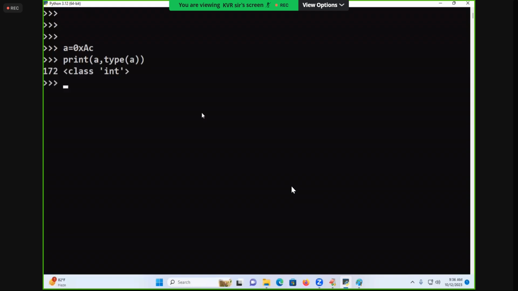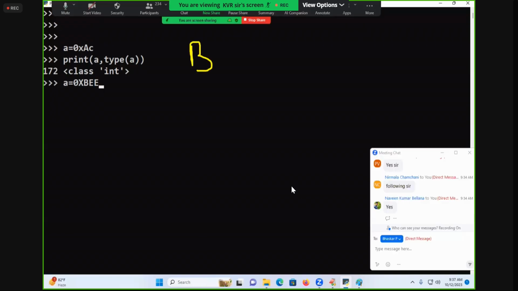Print of A. What is the answer? 172. A is equal to 0x AC. This is a regularly asked question in many companies. 0x BEE. How do you do it? This I have seen 6 to 7 times in MCQ papers.